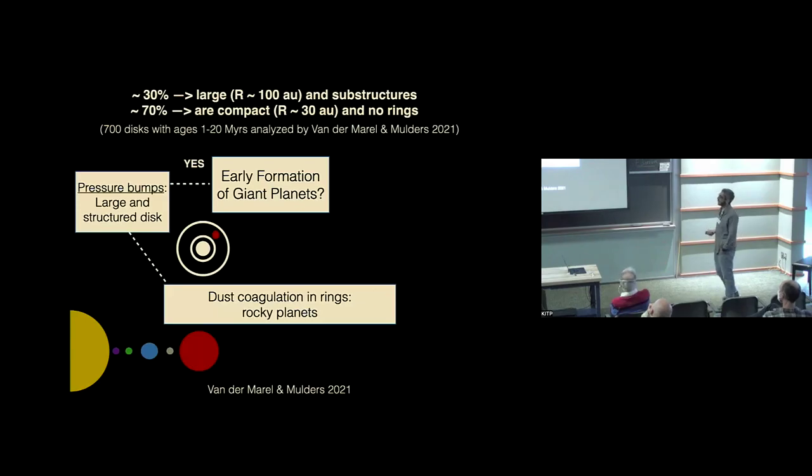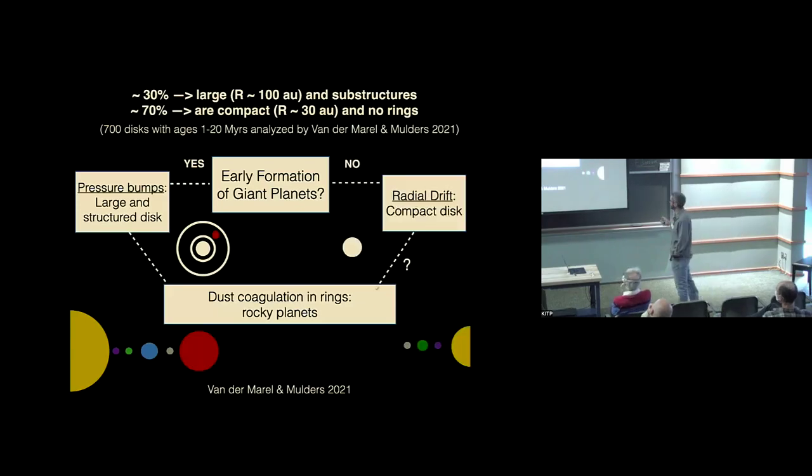What happens if you don't have a planet at the beginning is that nothing can stop radial drift, dust migration. So you end with a very compact disk in the dust emission.